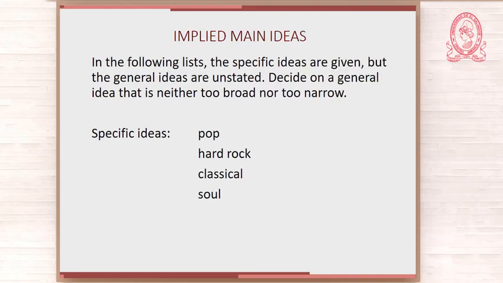In the following list, specific ideas are given, but the general ideas are unstated. Decide on a general idea that is neither too broad nor too narrow. The specific ideas are pop, hard rock, classical, and soul. Pause the video, think a couple of minutes about the general idea, then play it back again so you can check your answer.